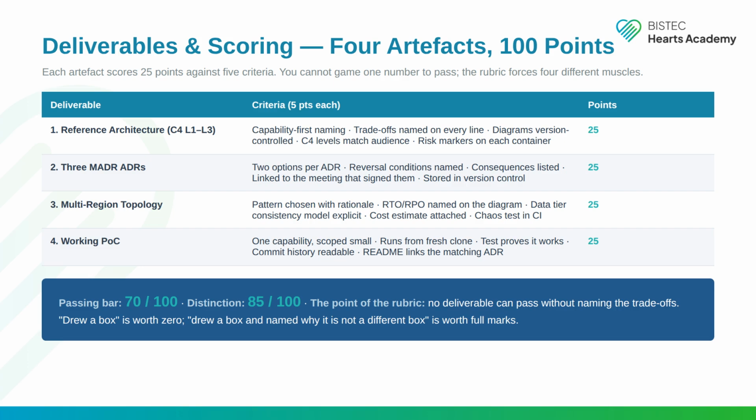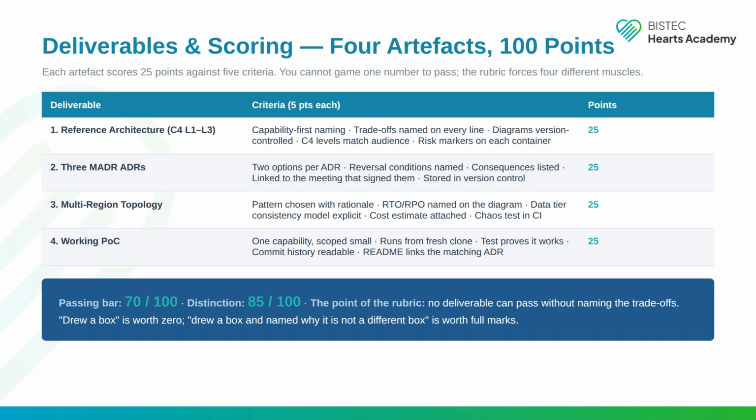Deliverable 2, 3 ADR architecture decision records, 25 points. 2 options per ADR, reversal conditions named, consequences listed, linked to the meeting that signed them, stored in version control. The point of the ADR is not the decision. It is the trail that lets the next person challenge the decision.